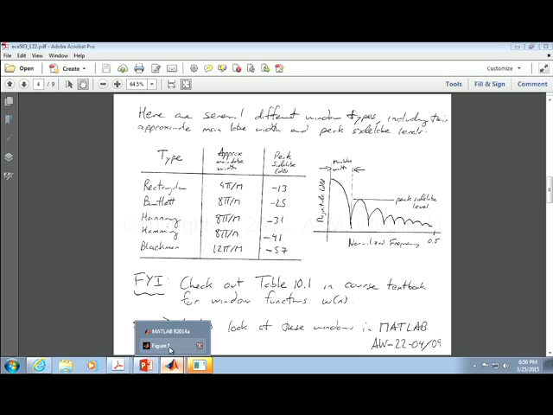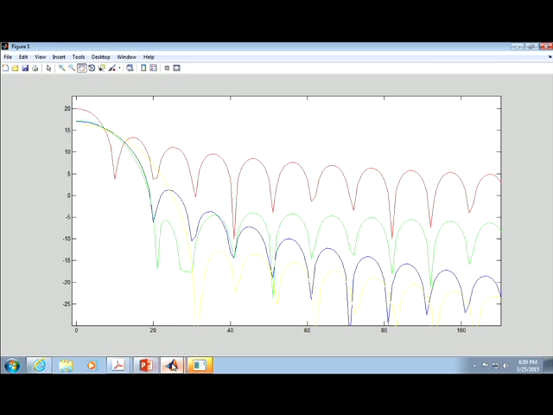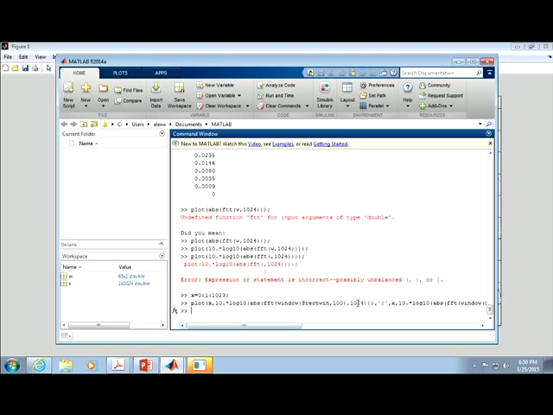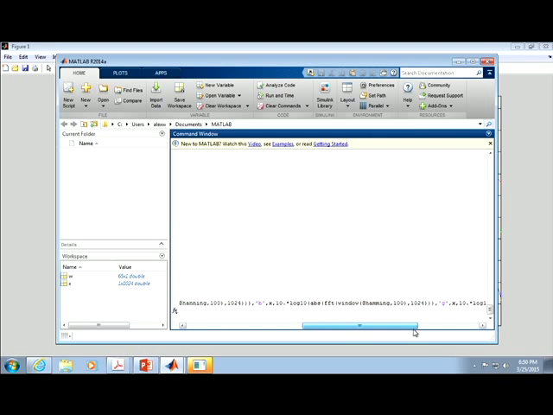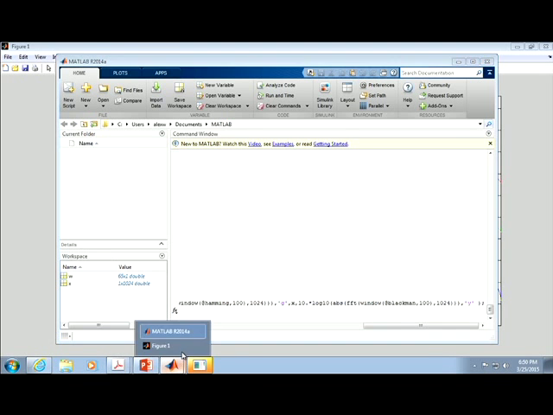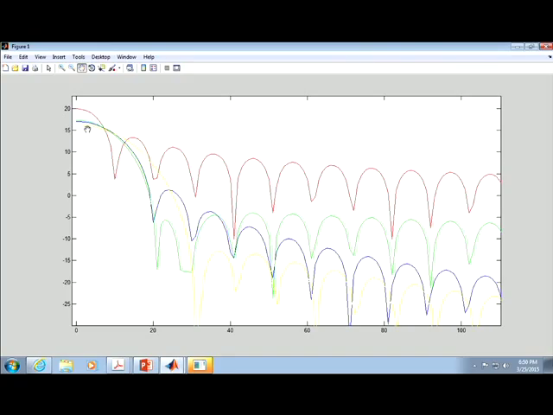But physically, when you graphically look at it, I just have to remember which one is which. So red is rectangular. Blue is Hanning. Green is Hamming. And Blackman is yellow. So yellow is not coming out so well. So yeah, with yellow, you've got the maximum main lobe width, but you also have the lowest side lobe height. And then red, on the other hand, you have the highest in terms of the side lobe height, but you also have the narrowest of all the main lobes as well. And then you have everything in between.